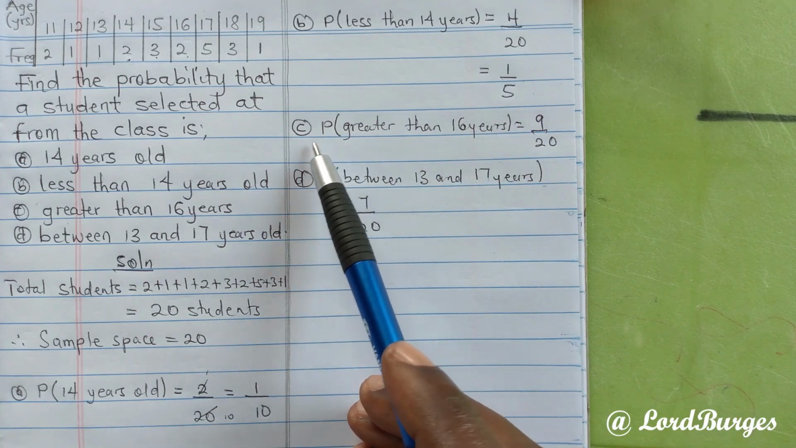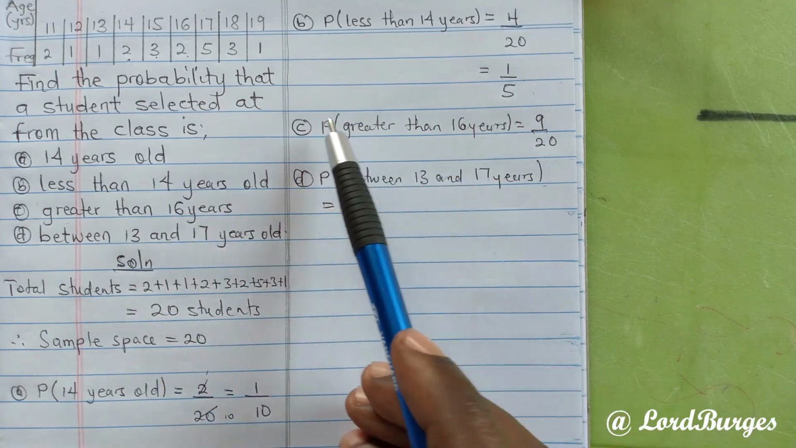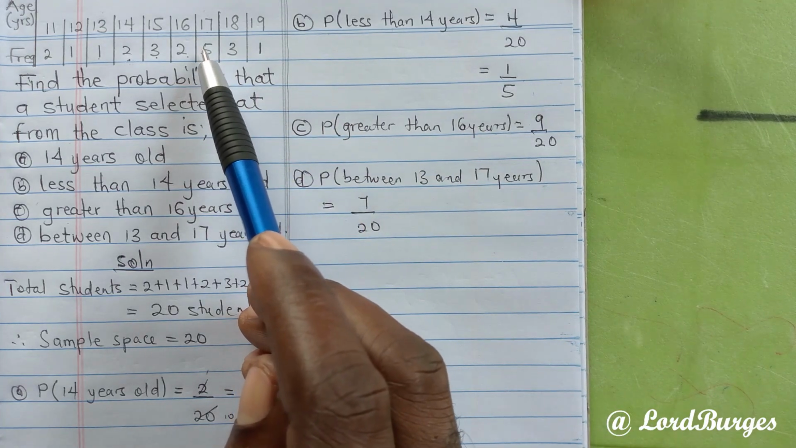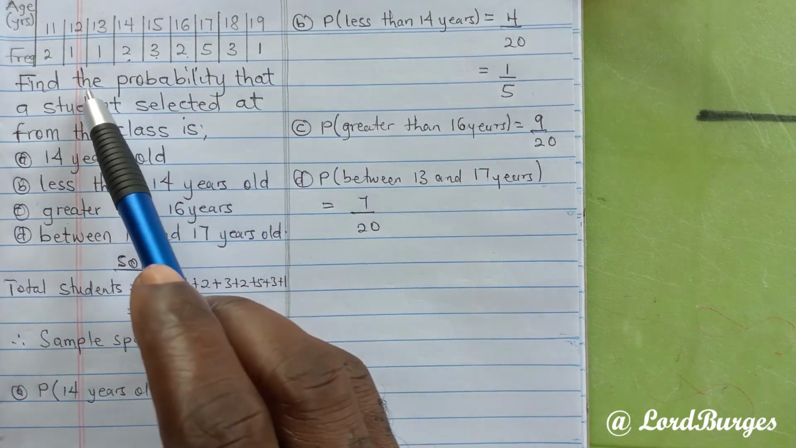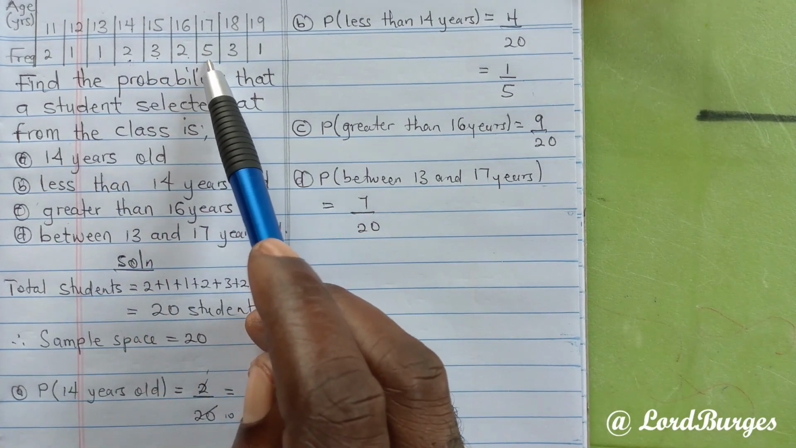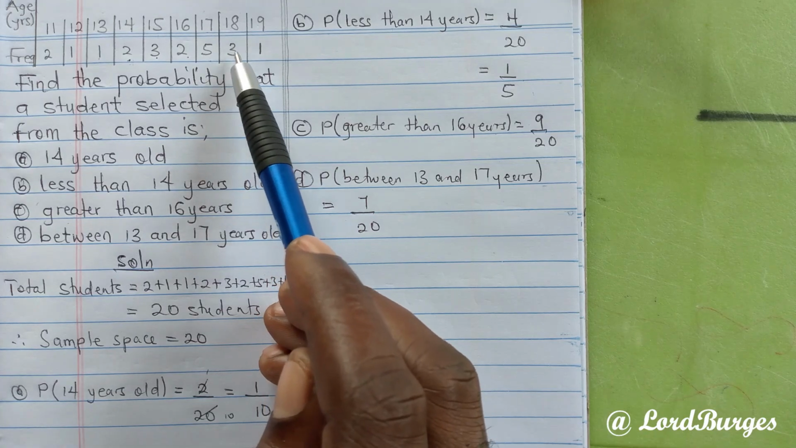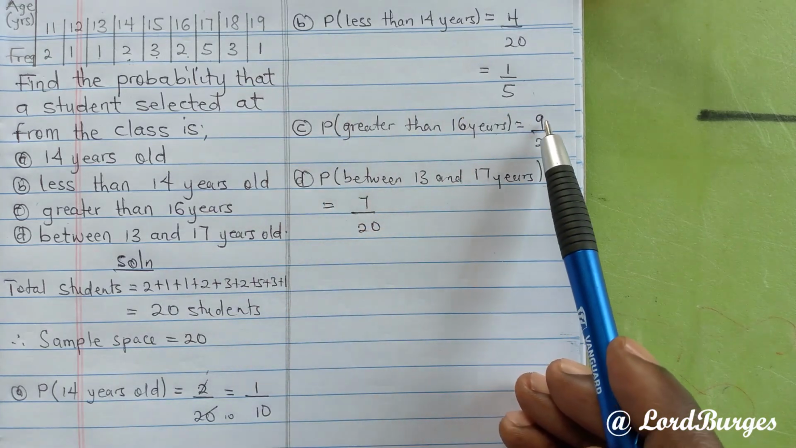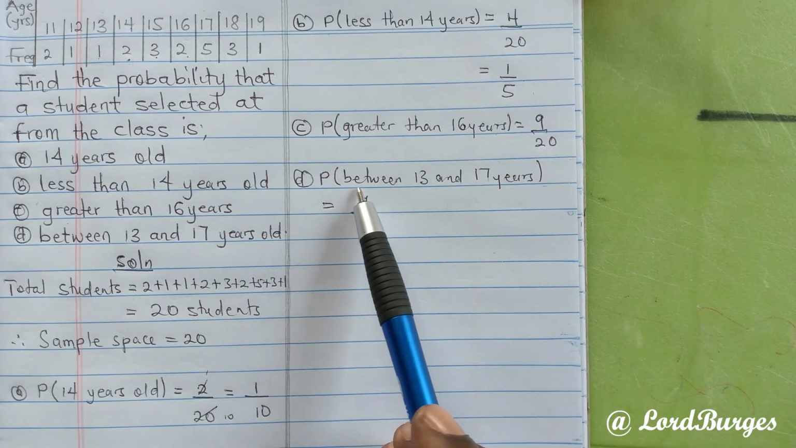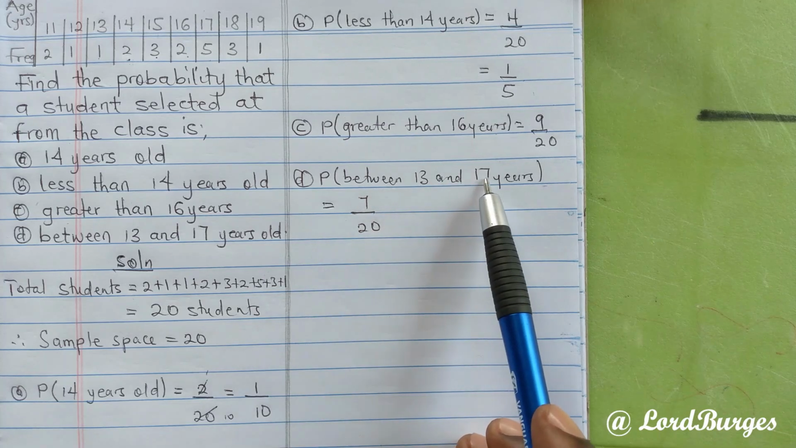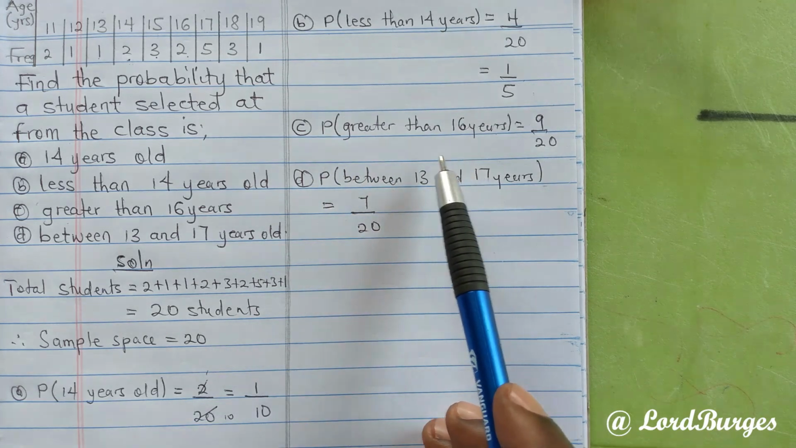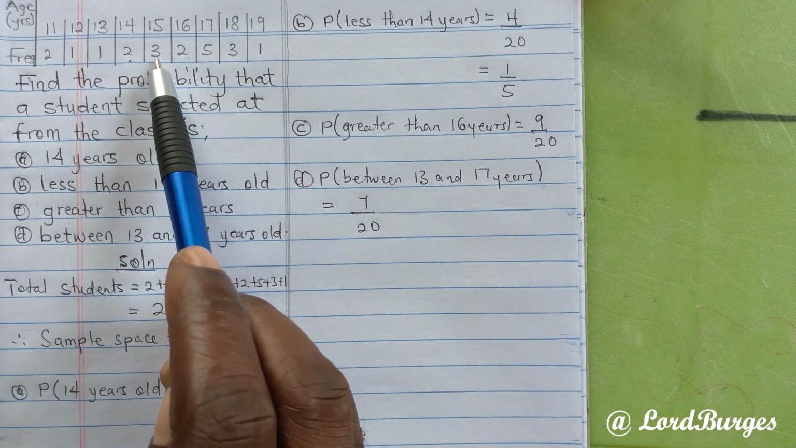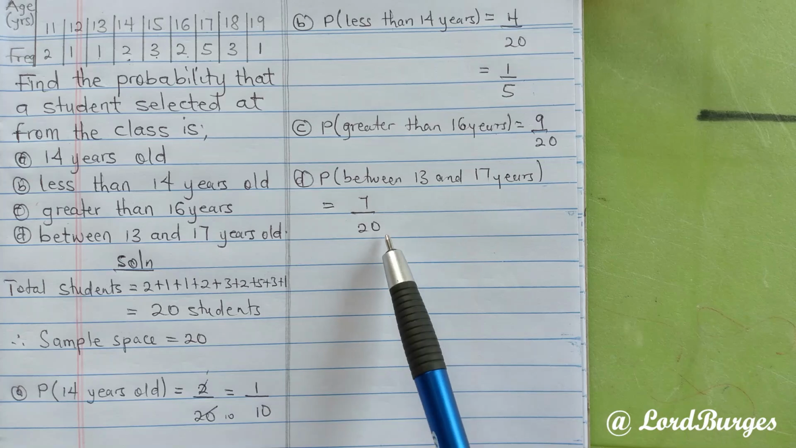Then probability of students who are greater than 16 years. Greater than 16 years means they are 17 and above. So looking at the table, those who are 17 years are 5, 18 are 3, and 19 is 1. That gives us 9/20. Then probability of those who are between 13 and 17. 13 and 17 means they are 14, 15, and 16. So 2 plus 3 plus 2 will give us 7 out of the 20.